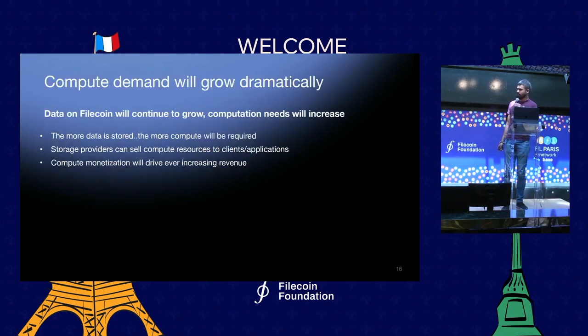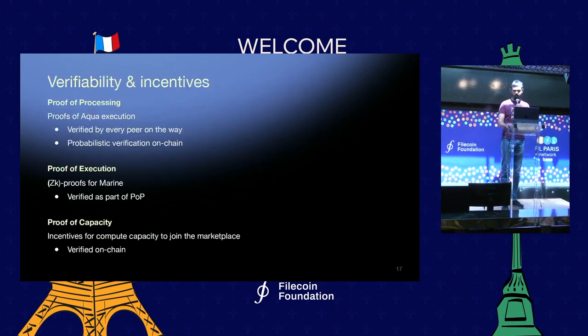Yeah, we expect that compute demand will grow because there is more data, more needs to compute, more ways to compute, more different jobs. So monetization will increase the revenue. And to have this revenue from useful work made on the network, we need to have verifiability. We need to have a variety of proofs to distribute the incentives. And we have three kinds of proofs. The main one is the proof of processing that proves Aqua, the distributed workflows. So it's verified by every peer on the way of execution of the distributed algorithm.